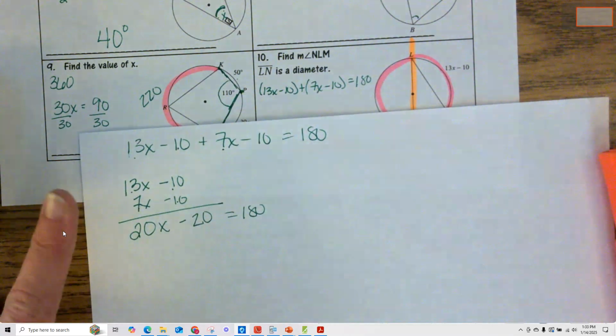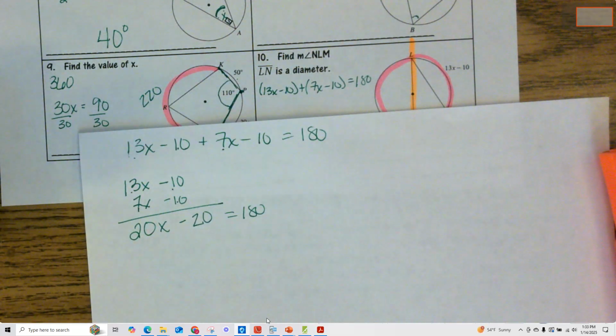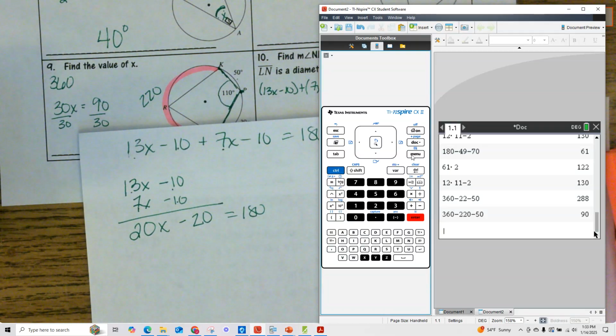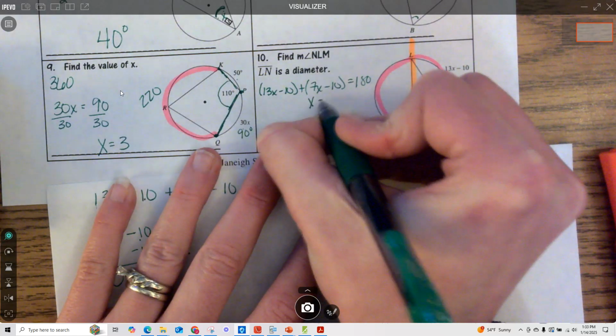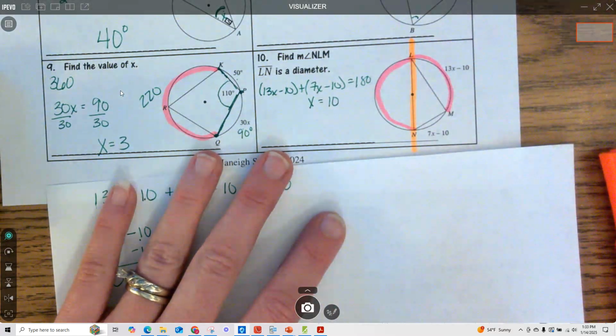And then again, I'm back down to a two-step. I'm not saying that you cannot use menu 3-1 for right now. I'm just going to expose you to this so it's not overwhelming next year. All right. So x equals 10.